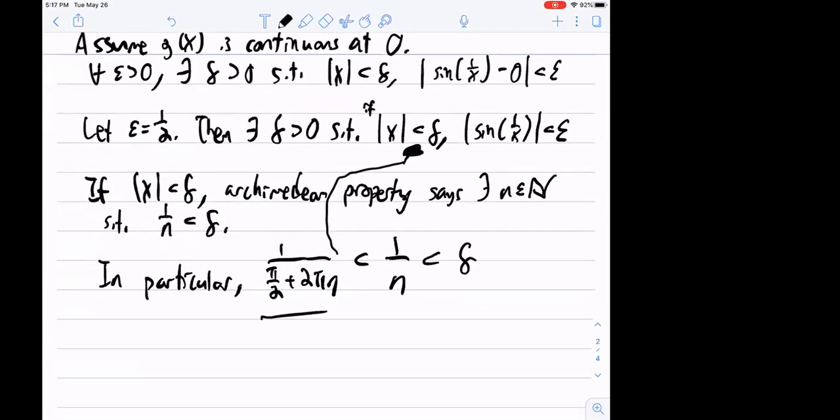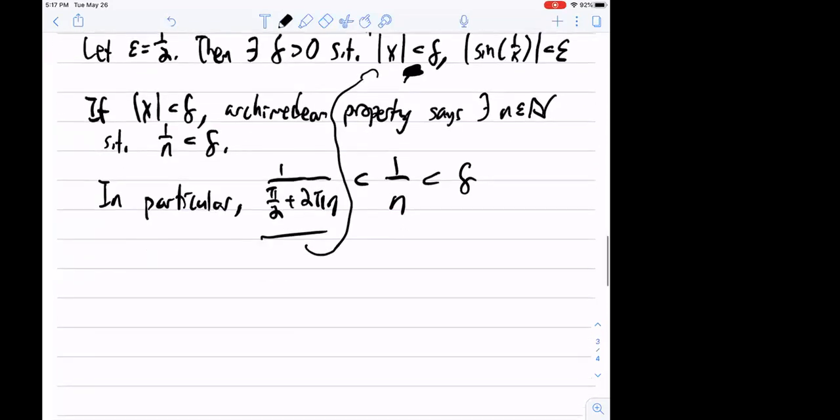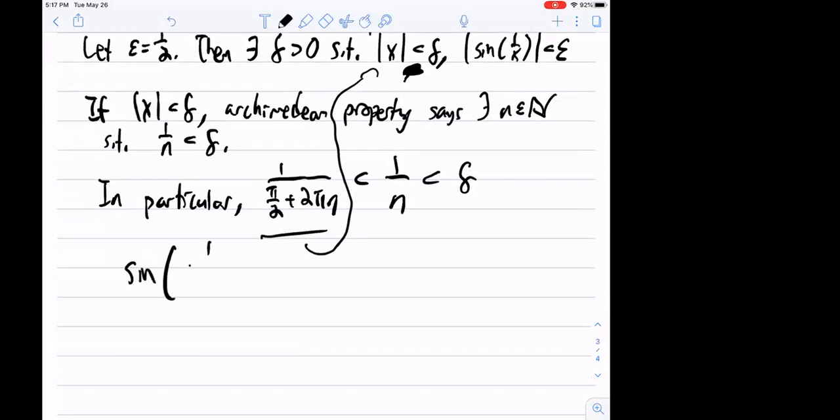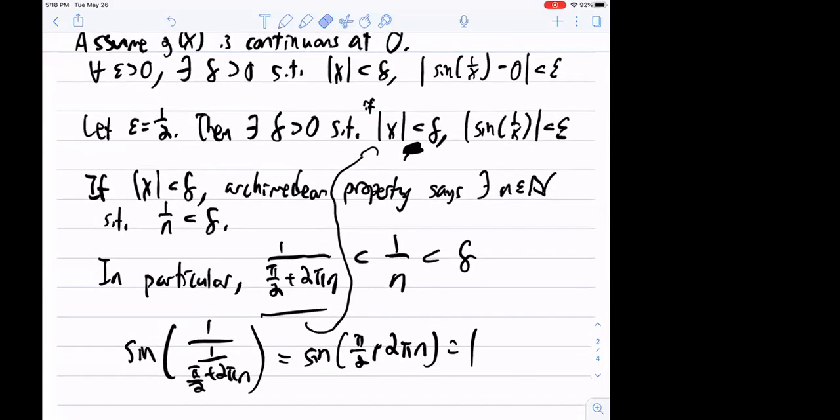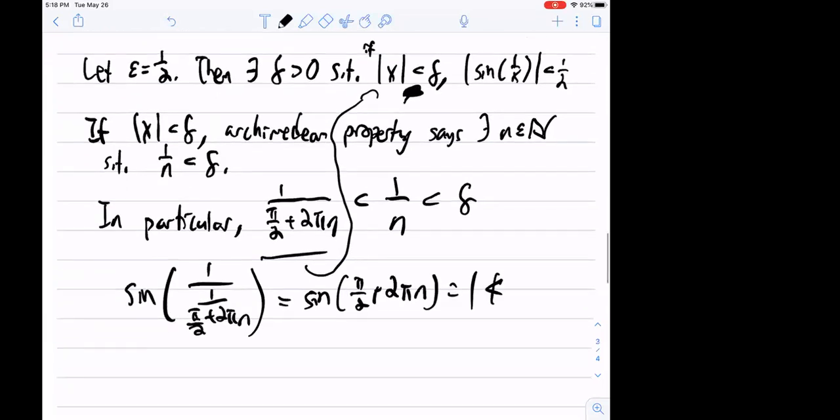So, it belongs in this interval. But what is sine of 1 over x in this case? Sine of 1 over pi over 2 plus 2 pi n is just sine of pi over 2 plus 2 pi n, which is 1. And sorry, I keep writing epsilon. This should be a half, because epsilon is a half. And this is not less than a half, right?